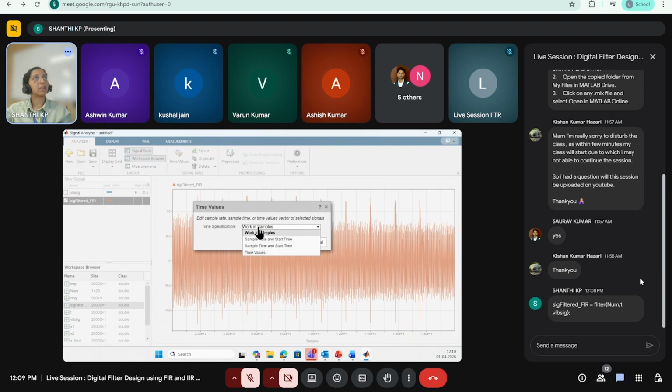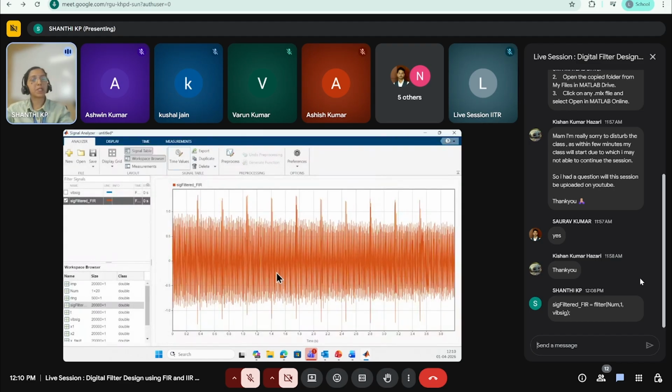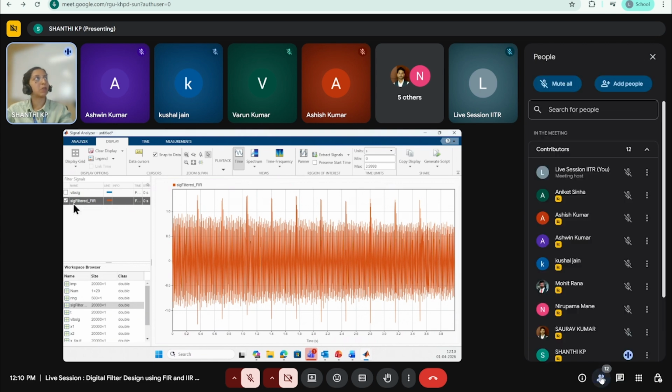For that, click on the analyzer tab, go to the time values and enter the sample rate, which is 5,000 here. These are the same steps we did for visualizing the noisy vibration signal. So this is the time domain visualization for the filtered FIR signal. Let's compare it with the noisy signal and see how much the noise has been reduced.